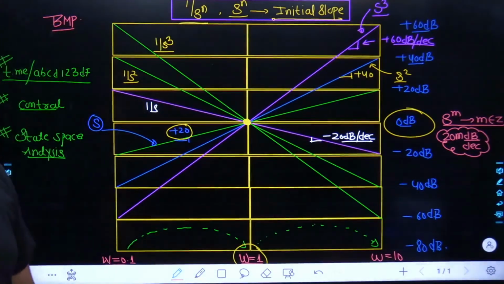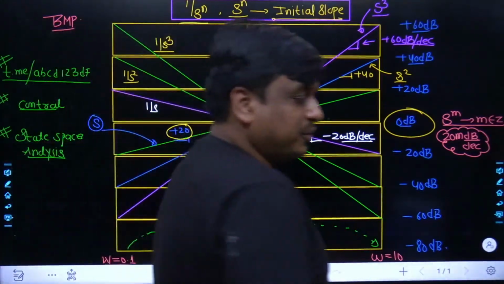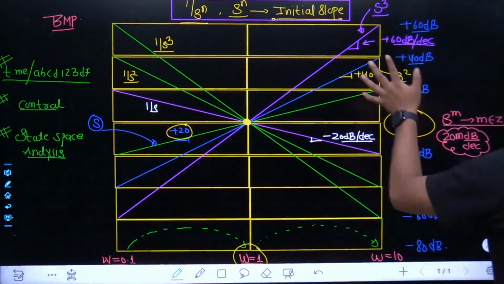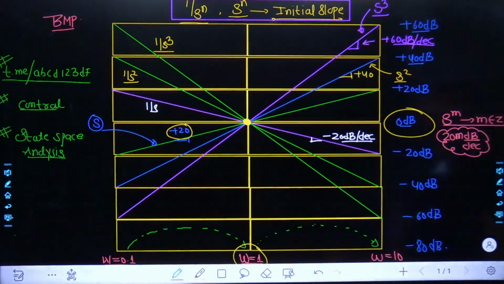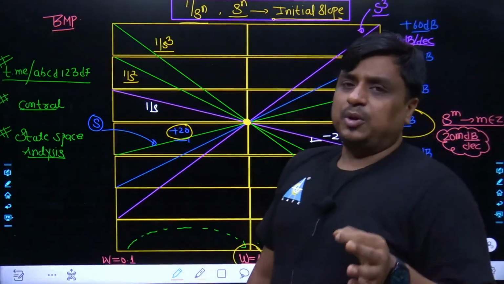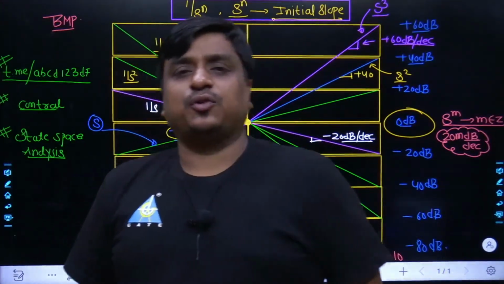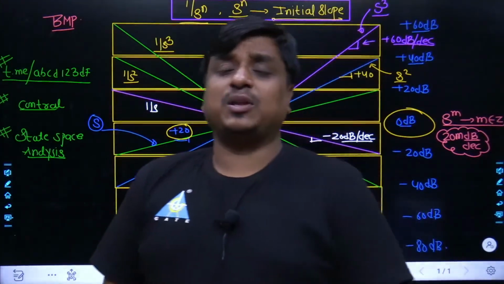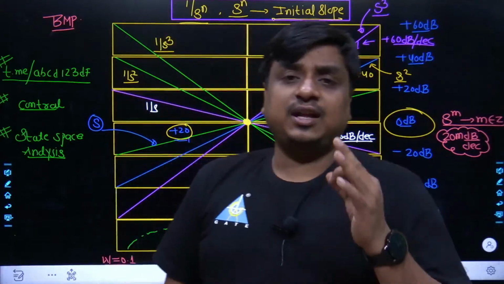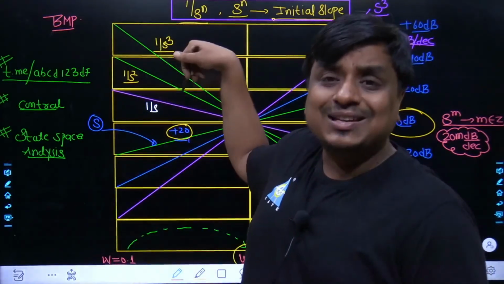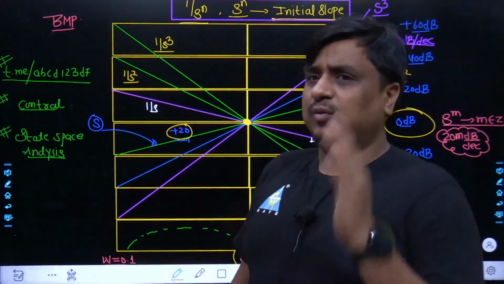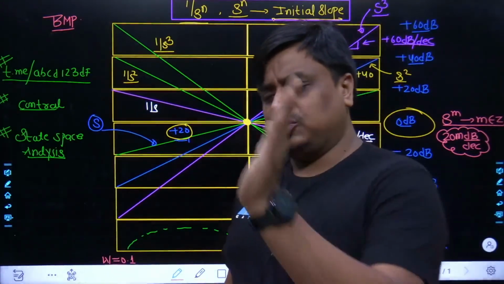Did you understand? I would like to have the input from each one of you. Could you really understand the concept behind this graph which has been drawn in front of you? The conclusion is 1 upon s is minus 20, 1 upon s square is minus 40, 1 upon s cube is minus 60, s is plus 20, s square is plus 40, s cube is plus 60. The intersection point would be at omega equals 1, at 0 dB.